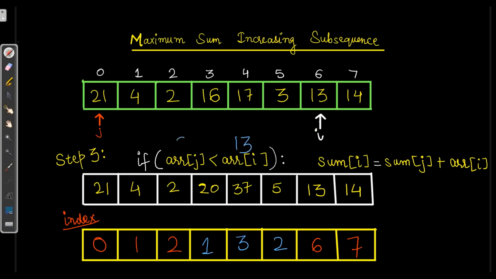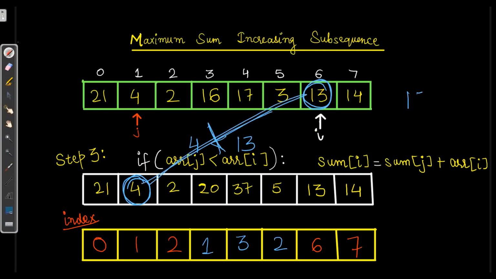Is 13 greater than 21? No. Again, for j equal to 1, where we have 4 value, and here we have 13. Is 13 greater than 4? Yes. So here I'll take this 4 value with this 13. So 13 plus 4 is 17. So being 17 greater than 13, I'll write here 17 instead of 13. And from which index I have taken this? 1. So instead of 6, I'll write here 1 index.